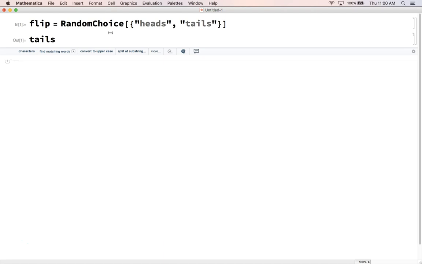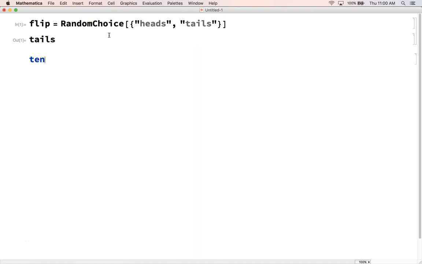And what if I want to flip a coin 10 times? That's really easy. So let's call it, how about 10 times? And remember, we're not allowed to use an underscore, like 10 times, like I might have named it in MATLAB. That doesn't work in Mathematica. So I'll use 10 times. And then this is going to be Table. I want to flip, and I want to flip it 10 times.